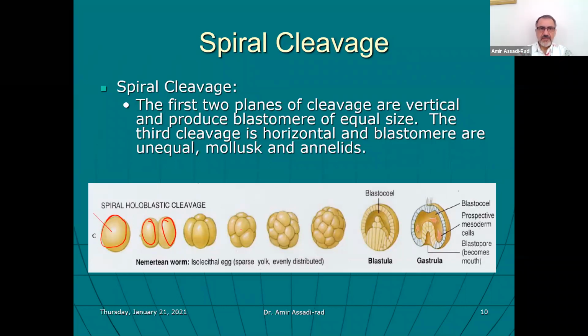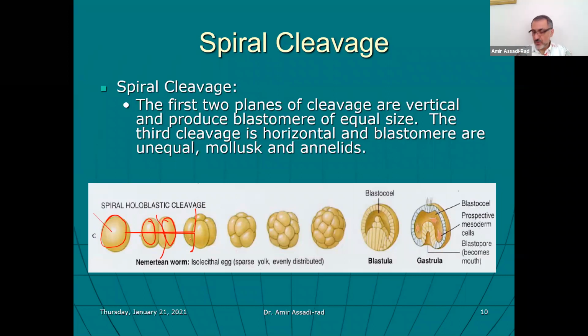So what does it say? The first two planes are vertical, so this is vertical and vertical. And how do you know this is a sphere, Amir? This is a sphere, the zygote is a sphere. How do you know it's vertical? Remember, it goes back to the vegetal and animal pole. Okay, so it goes back there.